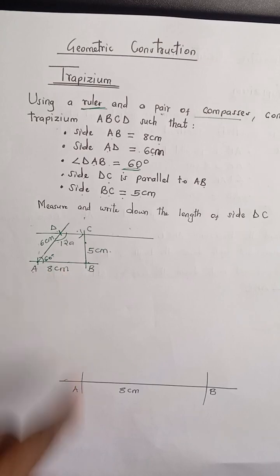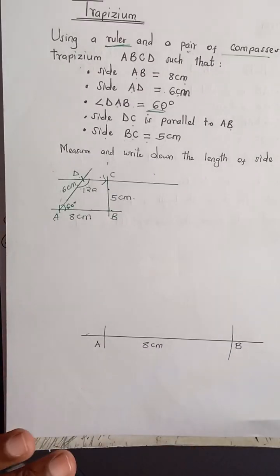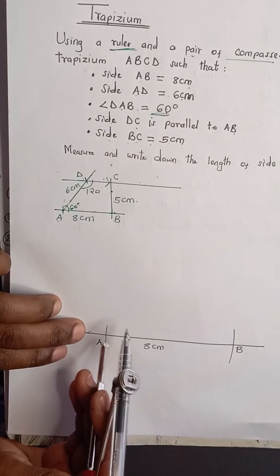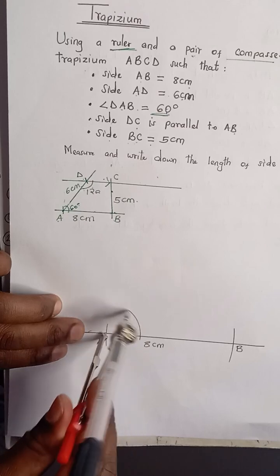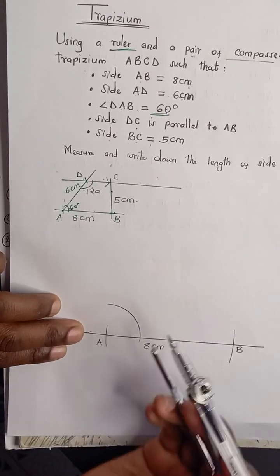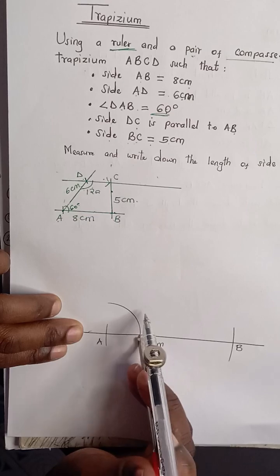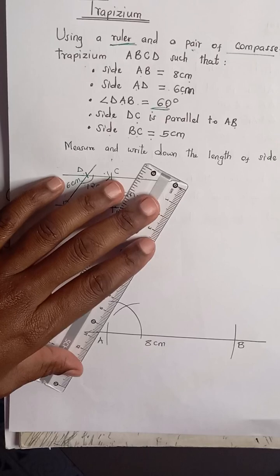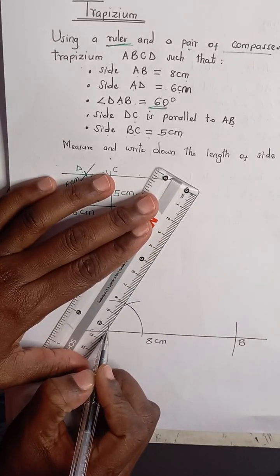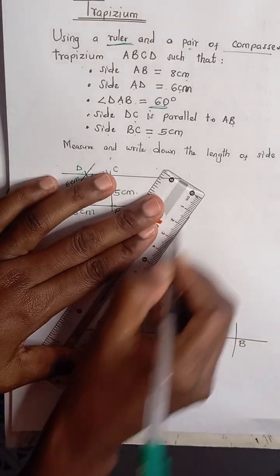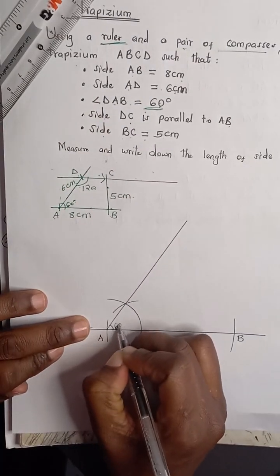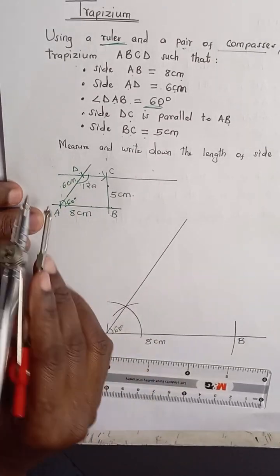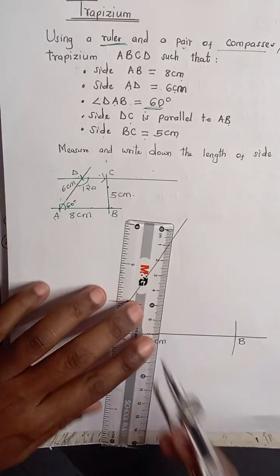Next we construct the 60 degrees at angle A. On constructing the 60 degrees, remember the rules. You place the sharp point there and make a large arc. Without changing the radius of the compass, you place the sharp point there and make another arc that cuts the first arc, and then connect the point of intersection of the arcs with your point A, and that is your 60 degrees. Now for us to find point D, we have to measure 6 centimeters using our ruler.